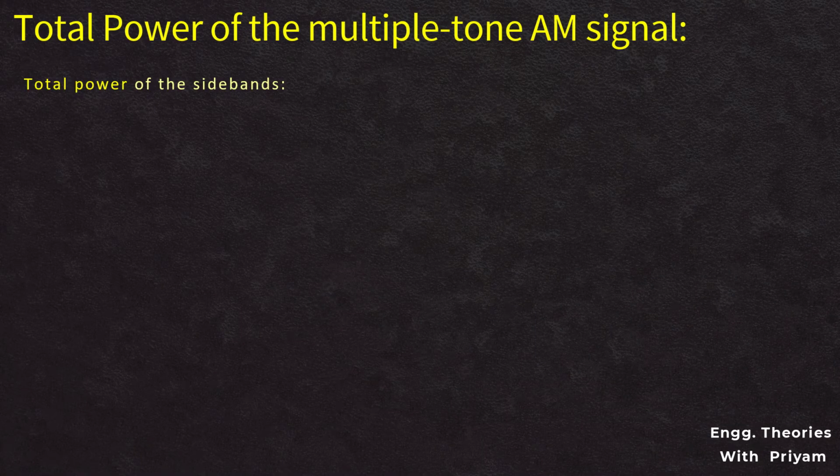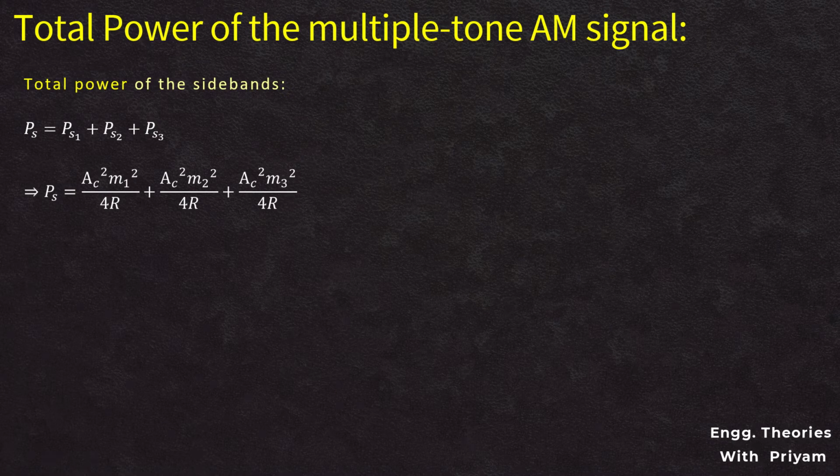Now, the total power of the sideband is the sum of the individual power of the 3 sidebands, or the sideband power PS is equal to power of first sideband or PS1 plus power of second sideband or PS2 plus power of third sideband or PS3. By putting the value of this equation, PS is equal to AC square into m1 square divided by 4R plus AC square into m2 square divided by 4R plus AC square into m3 square divided by 4R. Take AC square by 2R common from the equation, then it can be written as sideband power PS is equal to AC square by 2R into (m1 square by 2 plus m2 square by 2 plus m3 square by 2).